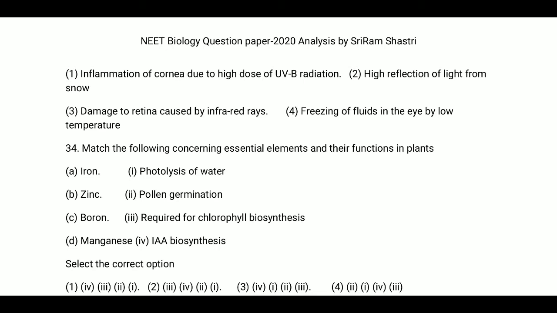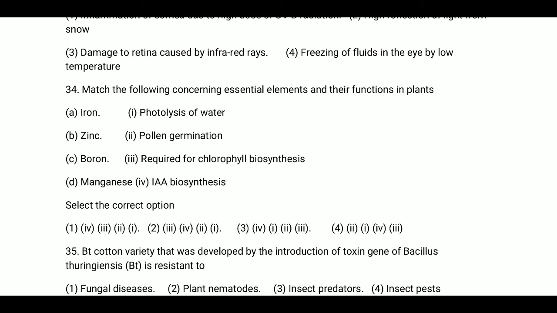Match the following concerning essential elements and their functions in plants: iron, zinc, boron, manganese. Functions: photolysis of water, pollen germination, required for chlorophyll biosynthesis, and indole 3-acetic acid auxin biosynthesis. And select the correct options here. First you have to match and then select the correct options. So iron is required for chlorophyll biosynthesis, zinc for auxin biosynthesis, boron for germination of pollen grains, then manganese for photolysis of water. Second option will be the right answer for this.